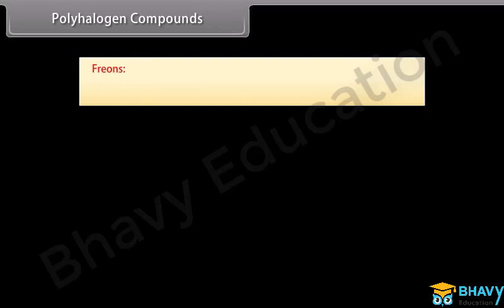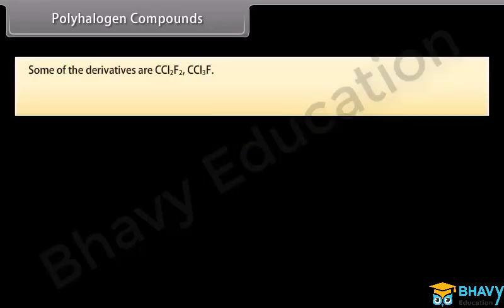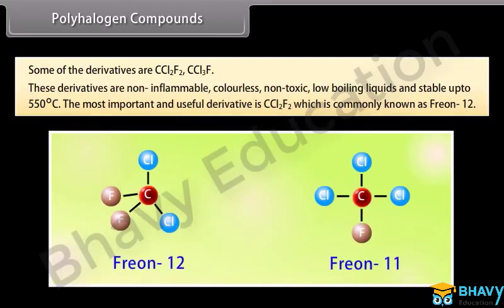Polyhalogen compounds. Freons. The chlorofluoroderivatives of methane and ethane are called freons. Some of the derivatives are CCl2F2, CCl3F. These derivatives are non-inflammable, colorless, non-toxic, low boiling liquids and stable up to 550 degrees Celsius. The most important and useful derivative is CCl2F2, which is commonly known as Freon 12.